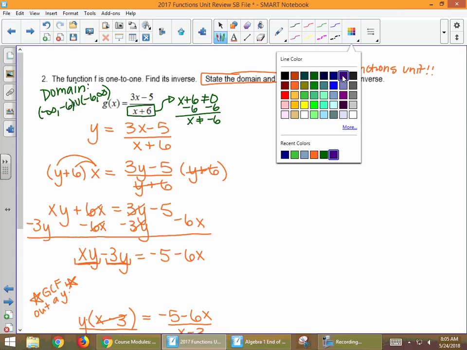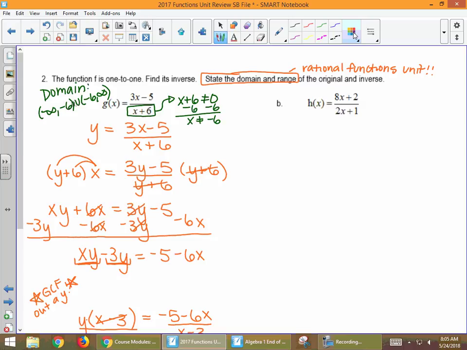Okay, so for 2b here, again, we want to switch f of x, or h of x here, to y. I'm going to be a little lazy there. Switch x and y. So I'm going to have x equals 8y plus 2 over 2y plus 1. And now we want to solve for y.